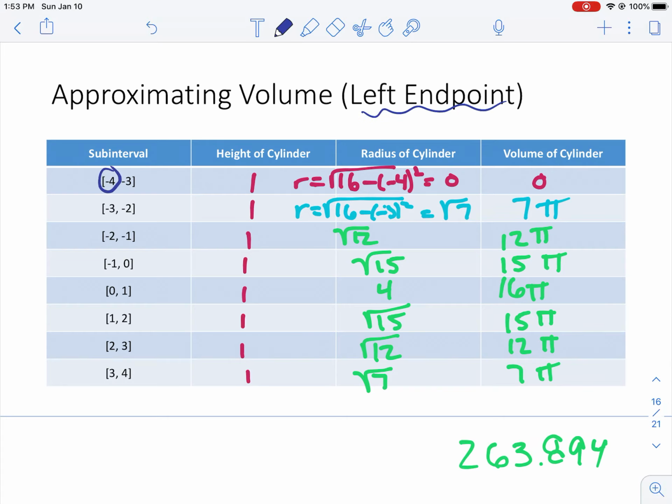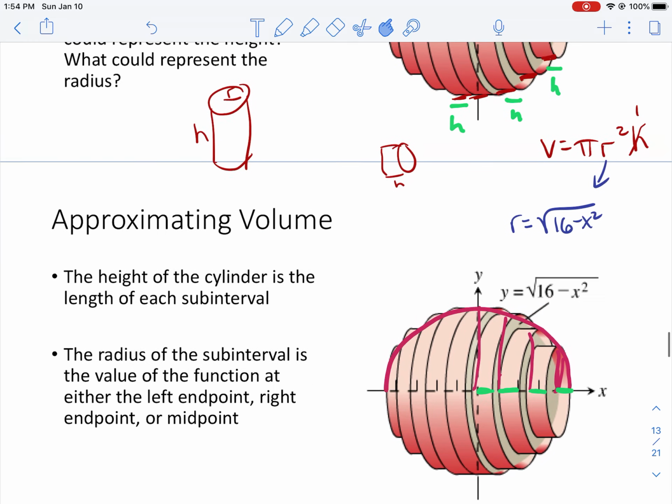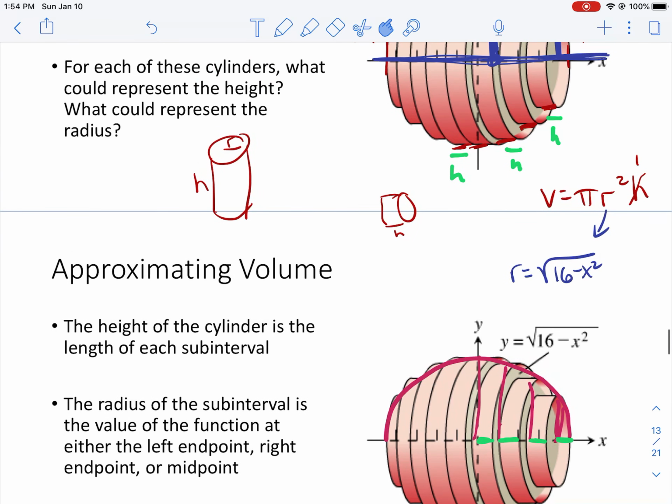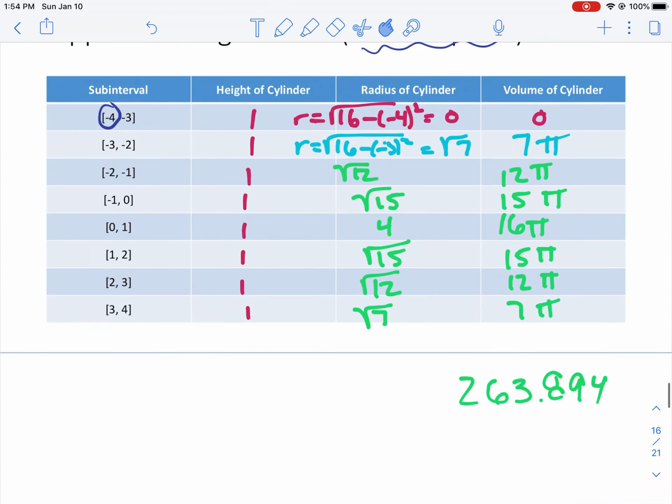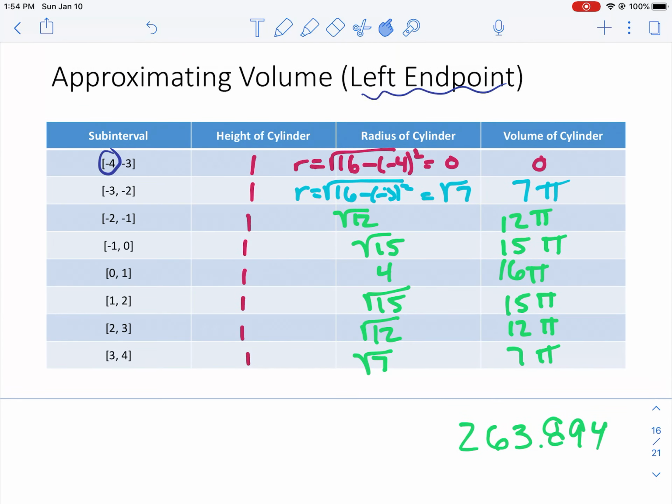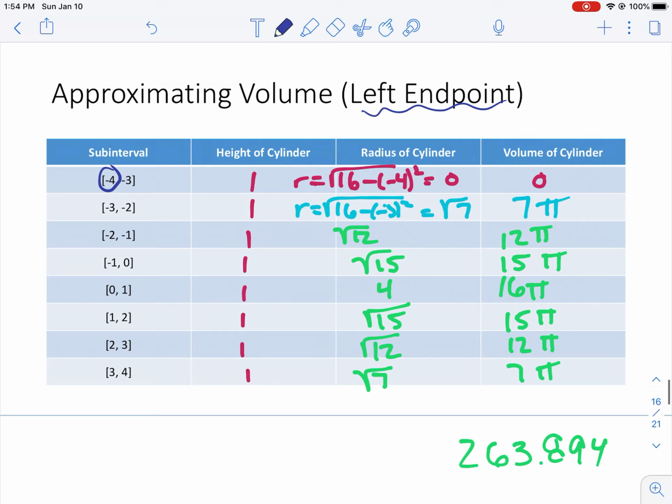My left endpoint of this first subinterval is -4. So we said the radius is going to be the function here. As I said here, radius is going to be the function that we were rotating, square root of 16 minus x squared. So that's my radius, square root of 16 minus, and I plug in for x the left endpoint, which in this case is -4. Now it turns out that this one is 0, meaning I don't even have a cylinder if I use that left endpoint. It has a volume of 0. Okay, go on to the next one.